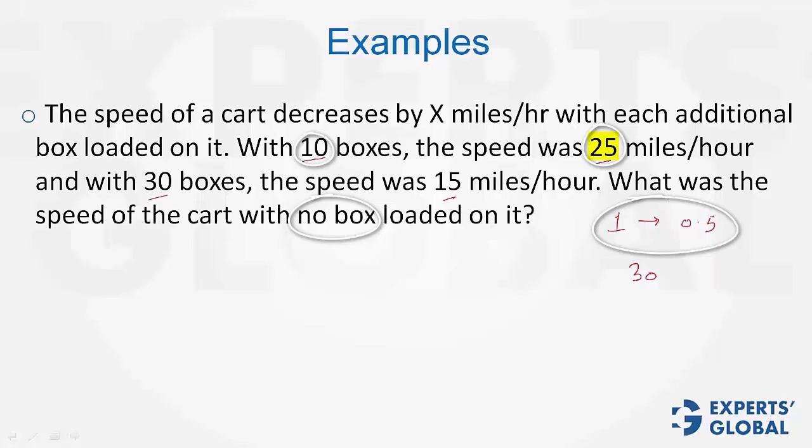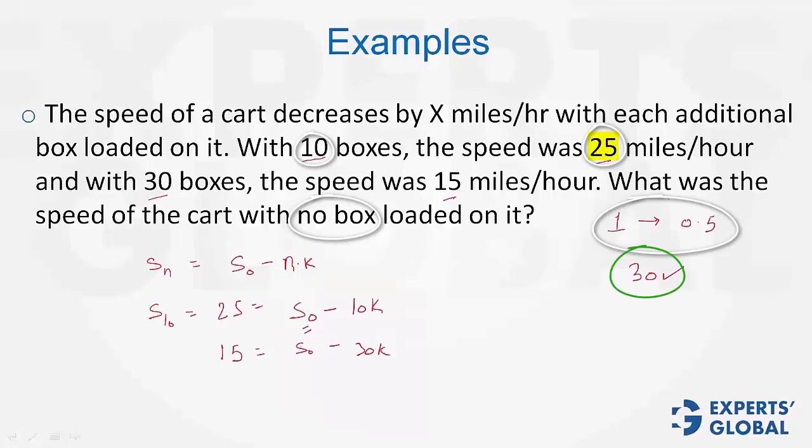In case you want to solve it a bit more mathematically, the speed with n boxes equals speed with 0 boxes minus number of boxes times some constant that suggests reduction in speed. So now, with the 10 boxes, S10 equals 25 equals S0 minus 10k. With 30 boxes, the speed is 15. So 15 equals S0 minus 30k. So you have two variables, two equations. You can solve it and find the value of S0. It will turn out to be 30. So the right answer here is 30 miles per hour.